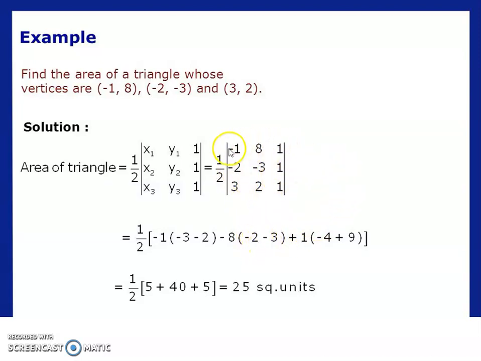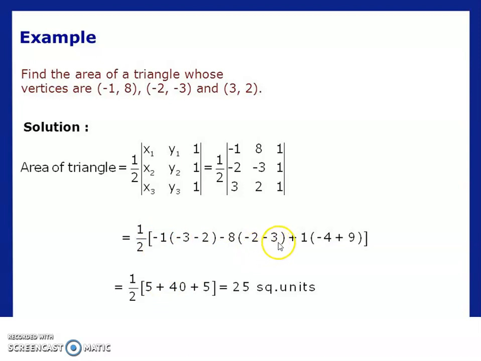Next one we have to skip the first row and the third column. So what is the remaining value? Minus 2 into 2, obviously minus 4. 3 into minus 3, it is plus 9. So what is the simplification we derive? 1 upon 2 should be fixed. Minus 1, minus 3, minus 2. It is minus 5. Minus 5 into minus 1, that is plus 5.